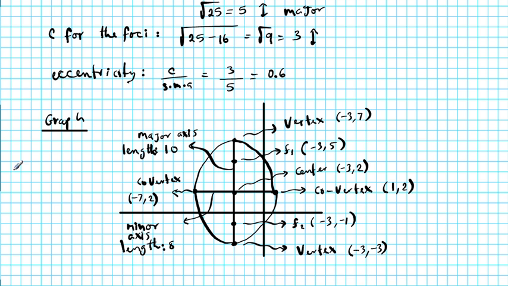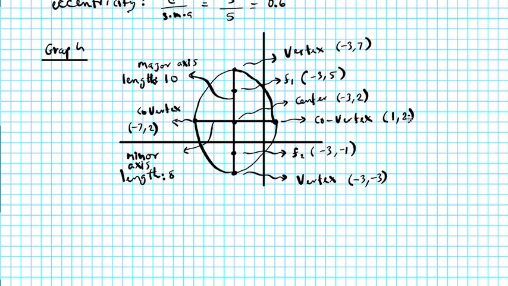So what does all this mean? Let me state the relevant information here. You just have to state the foci. The foci are -3, 5 and -3, -1. And my vertices are -3, -3 and -3, 7.